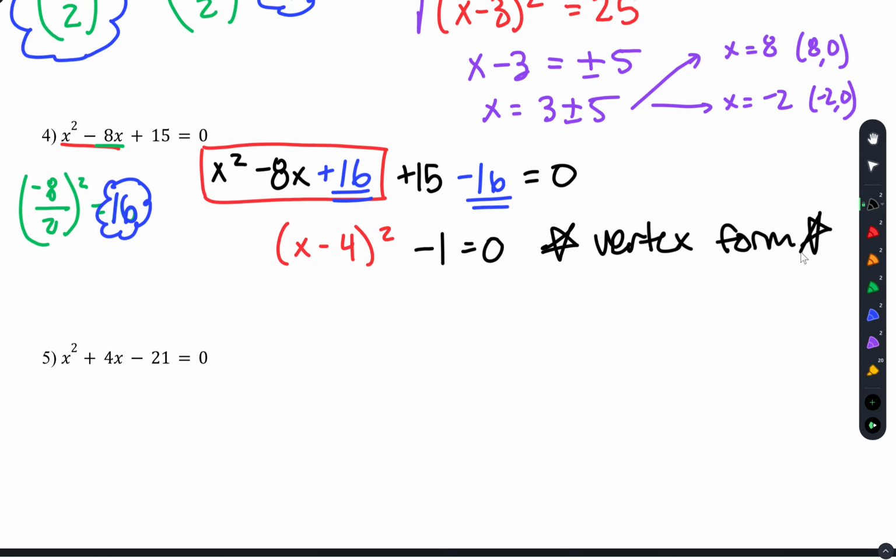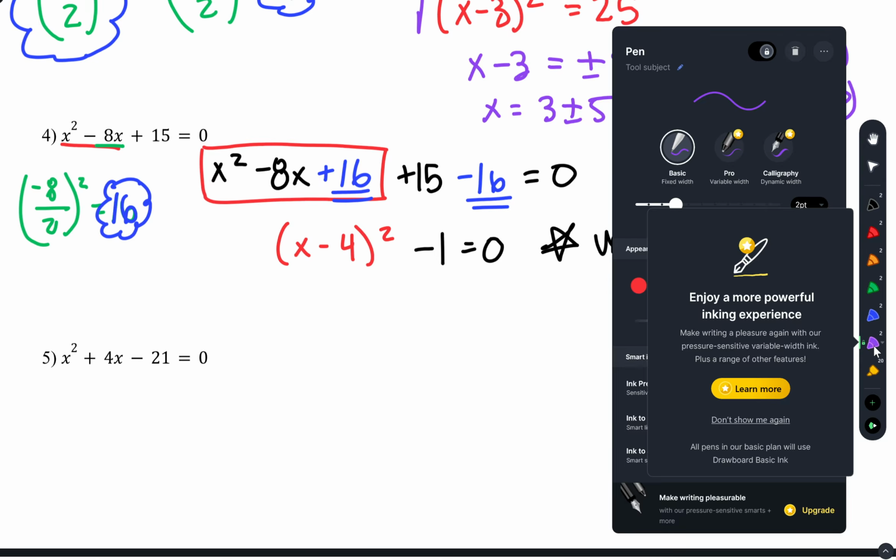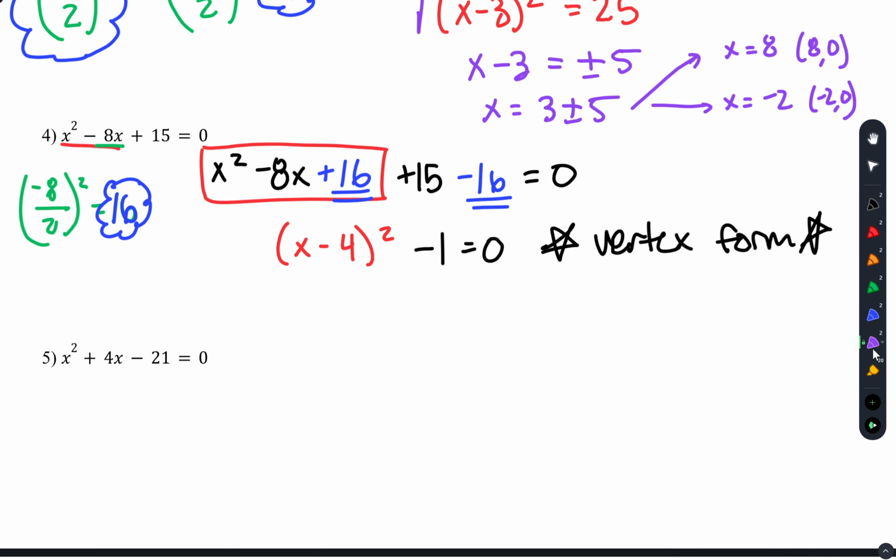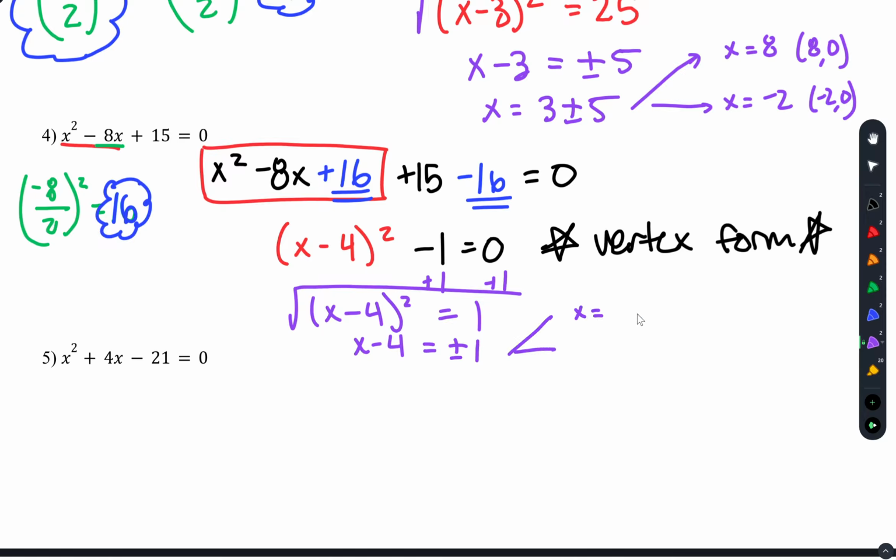And then let's say it also says find the x-intercepts. When we find the x-intercepts, we go back to solving by square roots. And in order to solve by square roots, we're moving it back to the other side. Which feels silly, but to solve by square roots, we get everything by itself. Oops. So this is 4 plus or minus 1, 4 plus 1, 4 minus 1, 5 and 3.